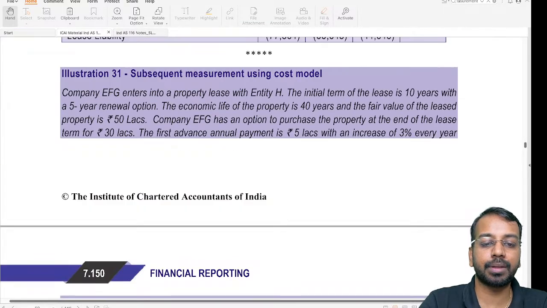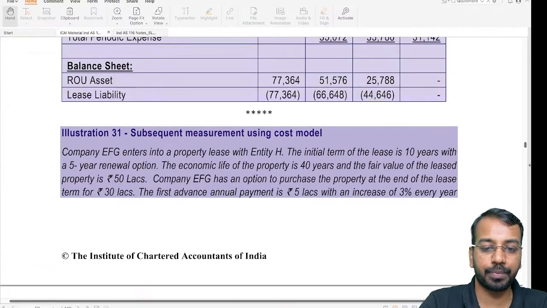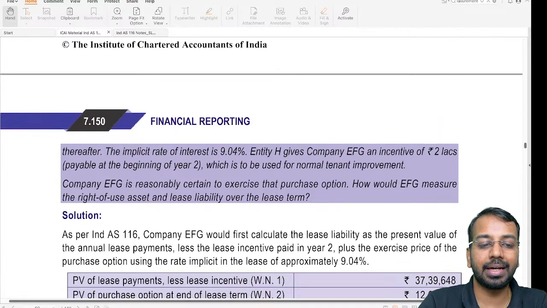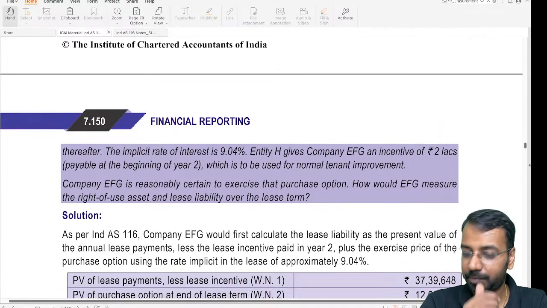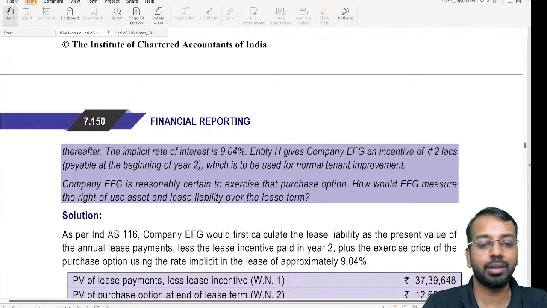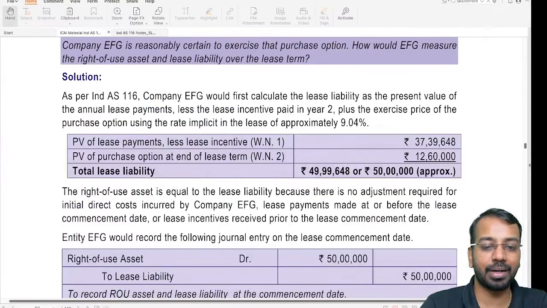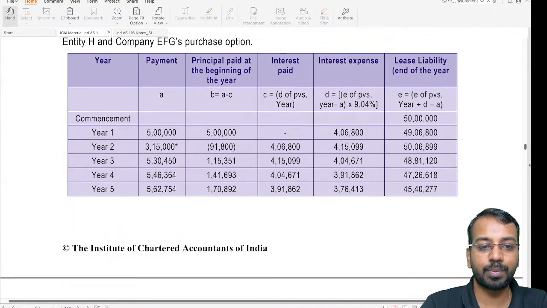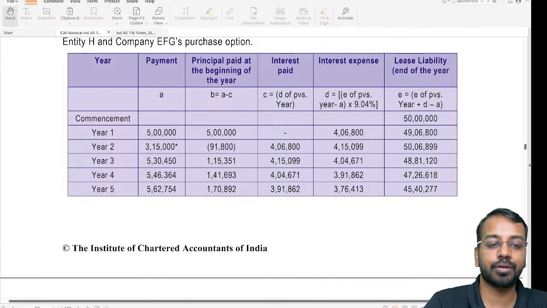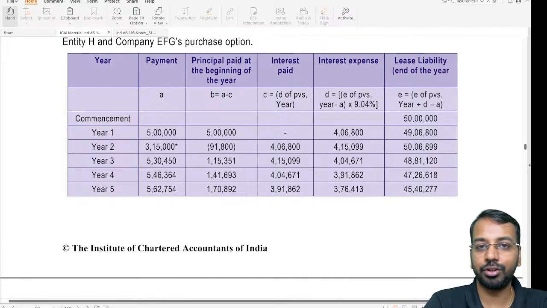So illustration number 31, you can do it on your own. If you have any doubt, you can let me know. We will clarify your doubts in tomorrow's session. Now here, this lease incentive is payable at the beginning of year 2, so you will reduce it from the lease liability. Whatever is payable at the end of year 2, you will also reduce from the lease liability, and calculate the amounts accordingly.